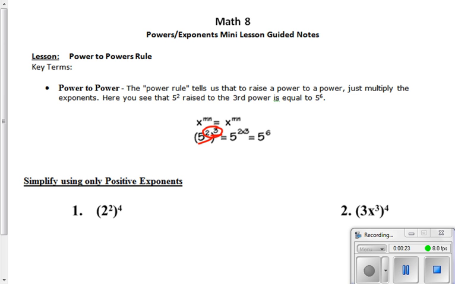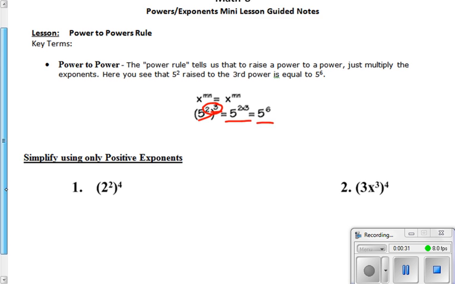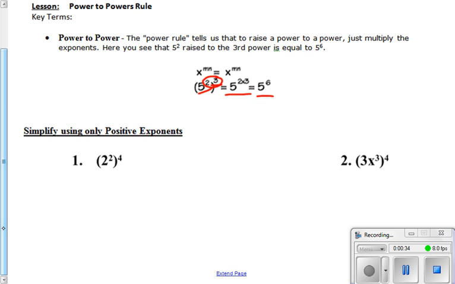When you have a power to power, we'll set it up like this: 5, and we'll have 2 times 3, giving us 5 to the 6th power. Down below it says, again, simplify using only positive exponents. We have 2 to the second power raised to the power of 4.